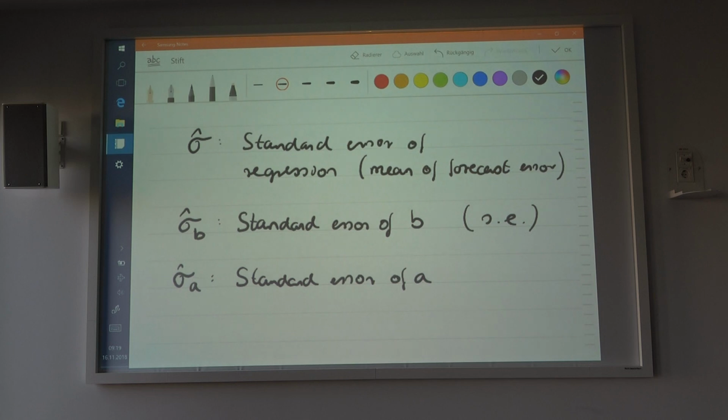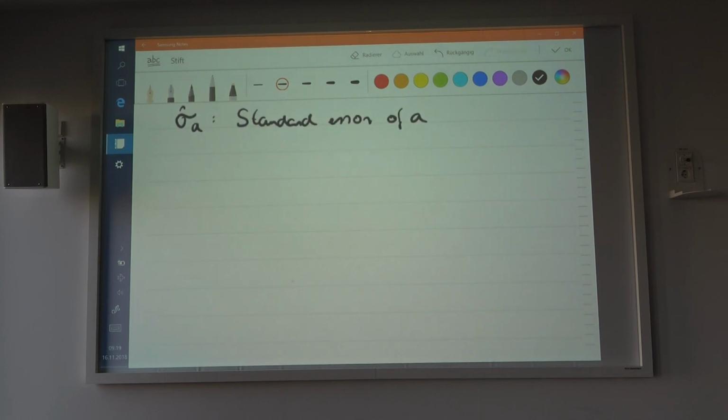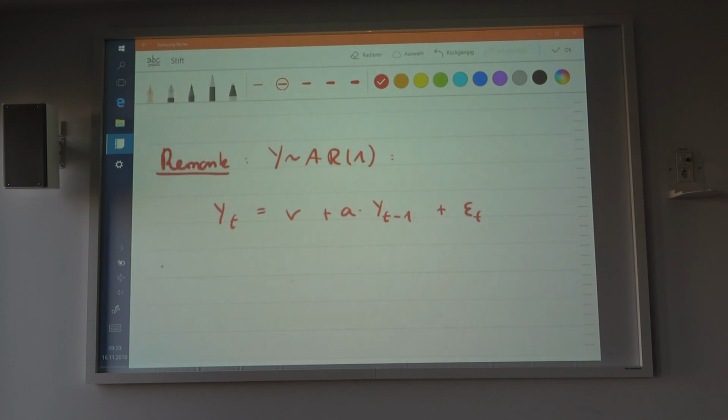And of course, based on that, we're going to look at some tests, but let's just stop here and look at the autoregressive process. If you have a first order autoregressive process, basically you have y_t equal to a constant plus a times y_{t-1} plus the noise. Then the coefficients a and b can be estimated by means of the OLS regression, by just using the ordinary least squares method.